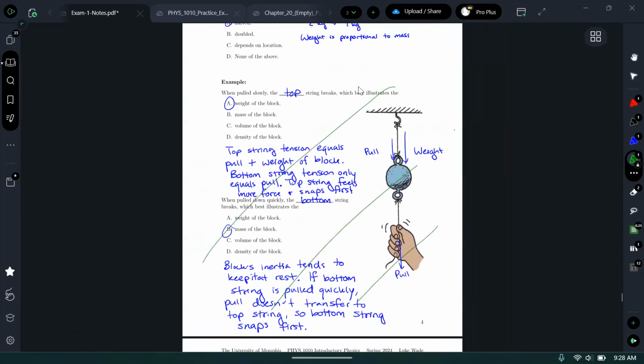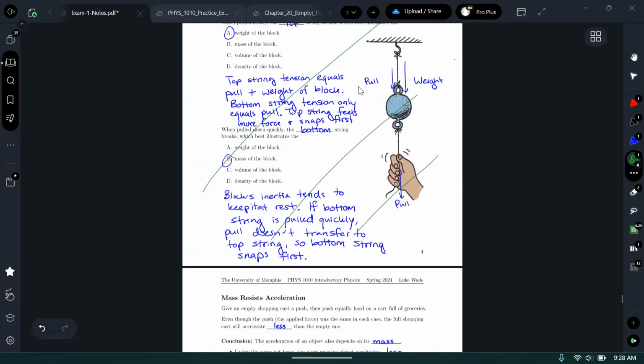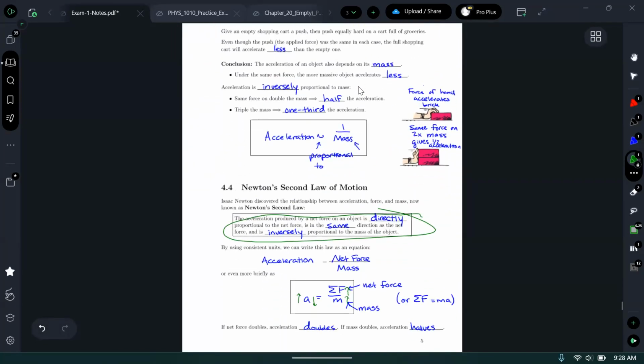These are not on there. I just wanted you to see live and in person that there is a real world difference between mass and weight.